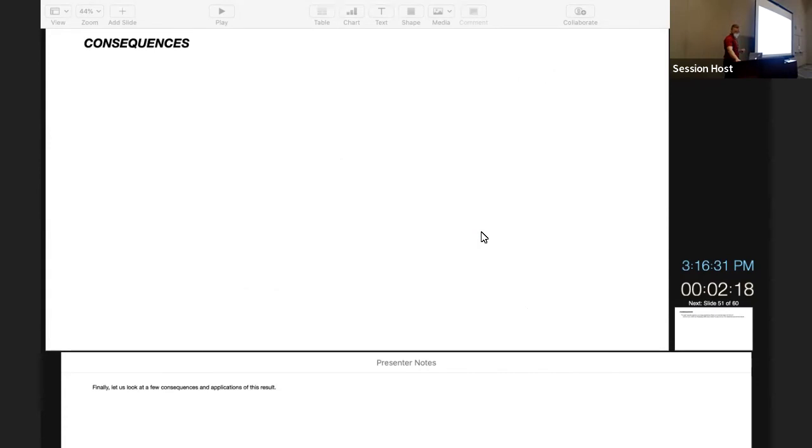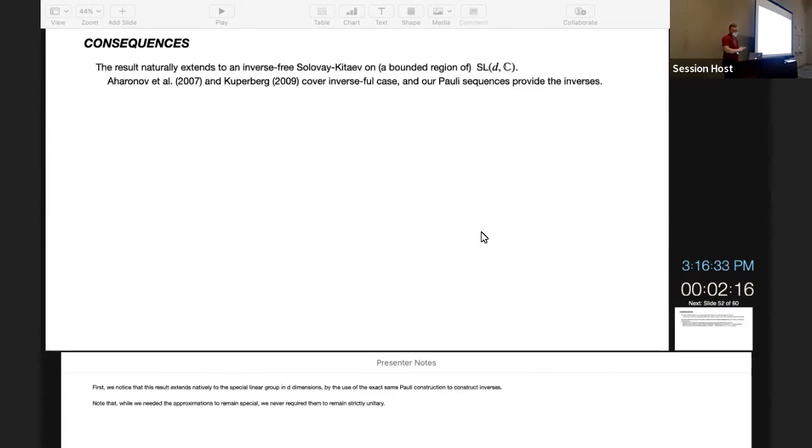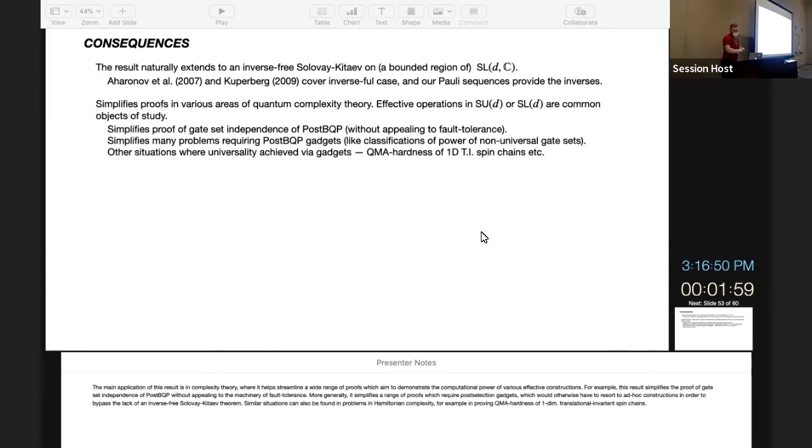Right, so finally, let's look at the consequences. This naturally extends to the special linear group. Already Ronald and Klaas took the inverse-free case to the special linear group, and now we have a way to provide the same construction. And the main application of this result will be in complexity theory.